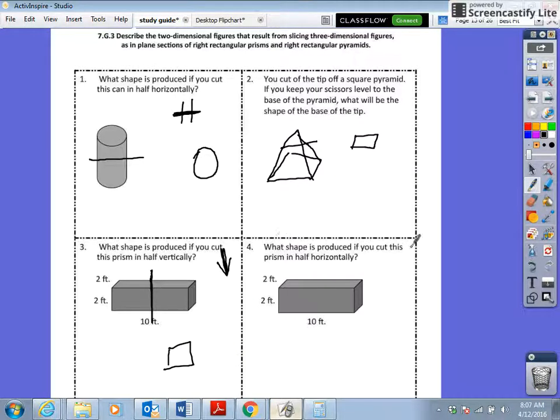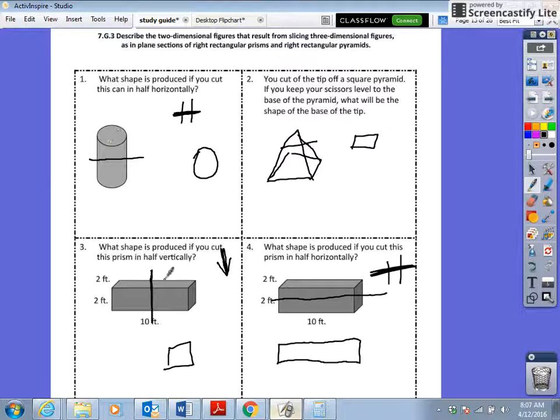What shape is produced if you cut this prism in half horizontally? Remember, horizontal goes this way again. So if I cut it this way, you're going to have 2 rectangular prisms, but you're also going to produce, if you stamped it in ink, a long rectangle. And that's all you have to do.